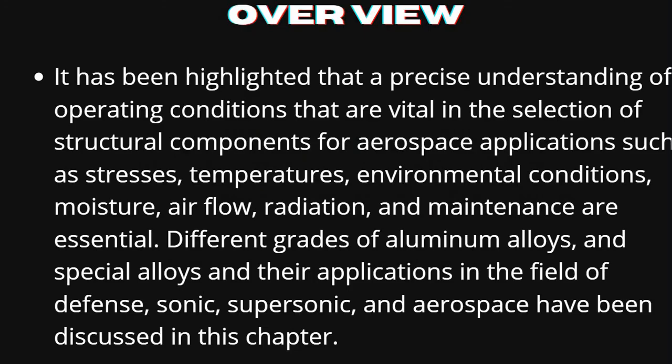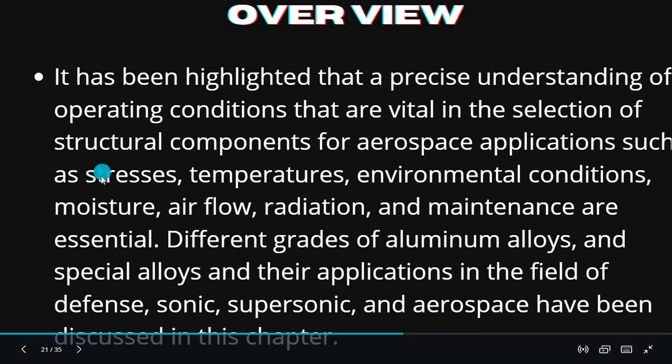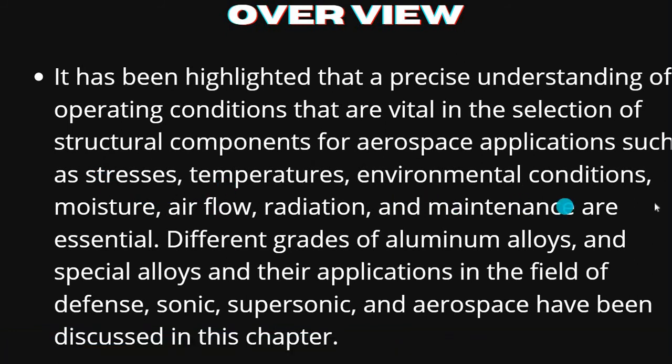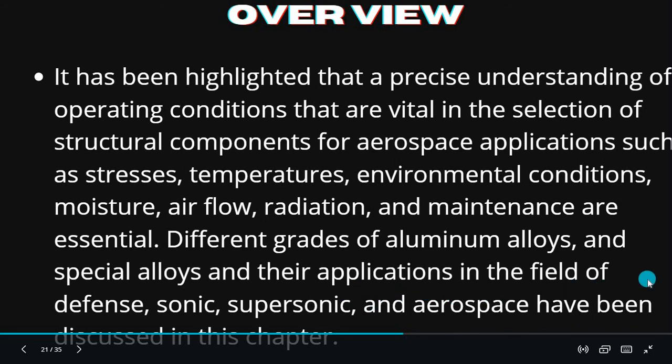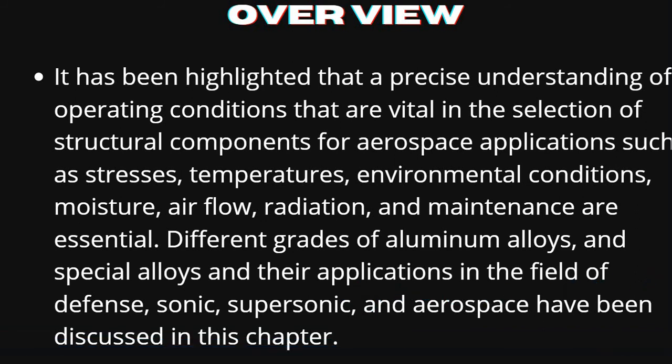So, an overview of material selection. Finally, material selection, mainly for aerospace applications, depends on stress, temperature, environmental conditions, moisture, airflow, radiation, and maintenance. Different grades, aluminum alloys and special alloys, their application and the field, defense, subsonic, supersonic, and aerospace have been discussed in this chapter. In some aircraft scenarios, the aircraft is subsonic or supersonic. That criterion also affects the selection of material. So overall we are thinking about the stress, temperature, and environmental condition, moisture in material selection.